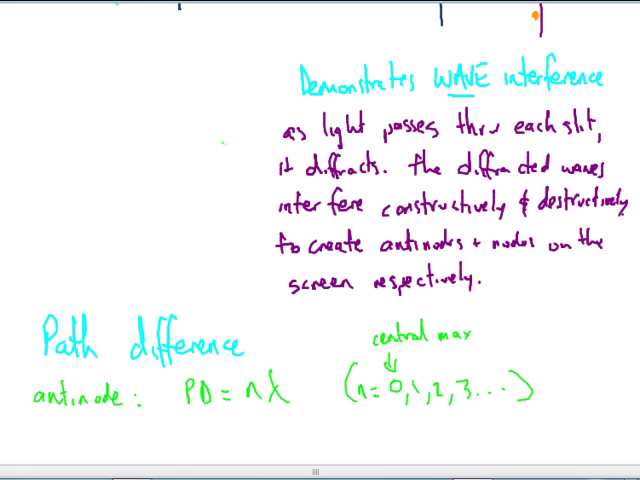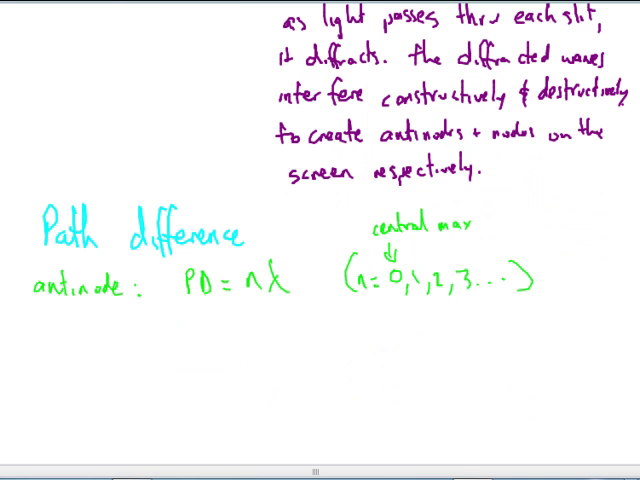Okay, so they both travel exactly the same distance to get to the central max. To the next bright spot, one of them has to travel one whole wavelength further than the other. For the destructive interference, or for nodes, path difference equals (n minus a half) lambda, where n starts from 1, the first blank spot, the second blank spot, the third blank spot, and so on.